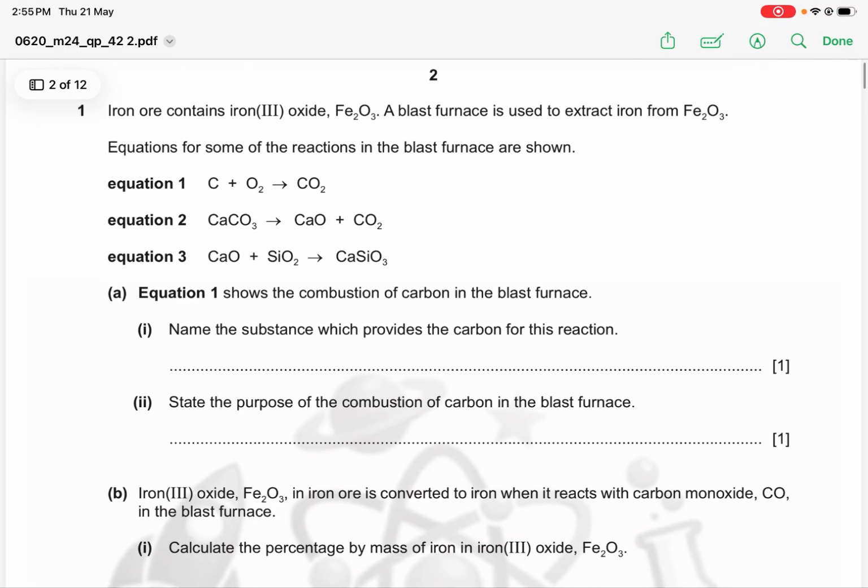Question 1. Iron ore contains iron 3 oxide. A blast furnace is used to extract iron from Fe2O3. Equations for some of the reactions in the blast furnace are shown. So a few reactions are already given. Equation 1 shows the combustion of carbon in the blast furnace. Name the substance which provides the carbon for this reaction. So, carbon is being provided from coke.